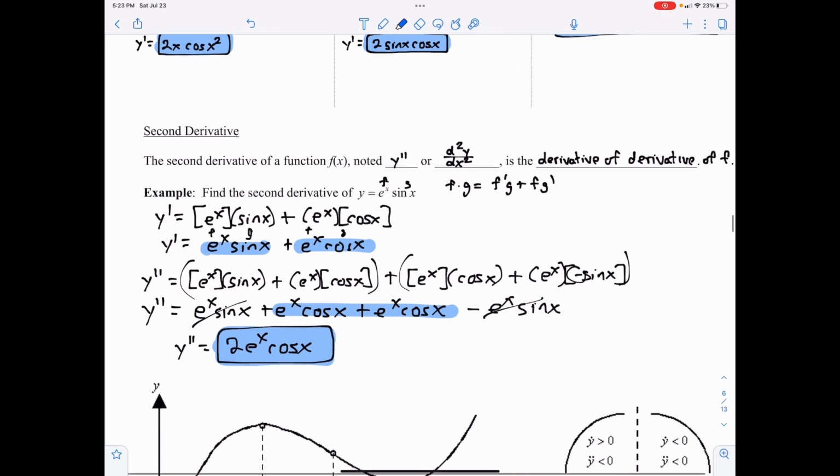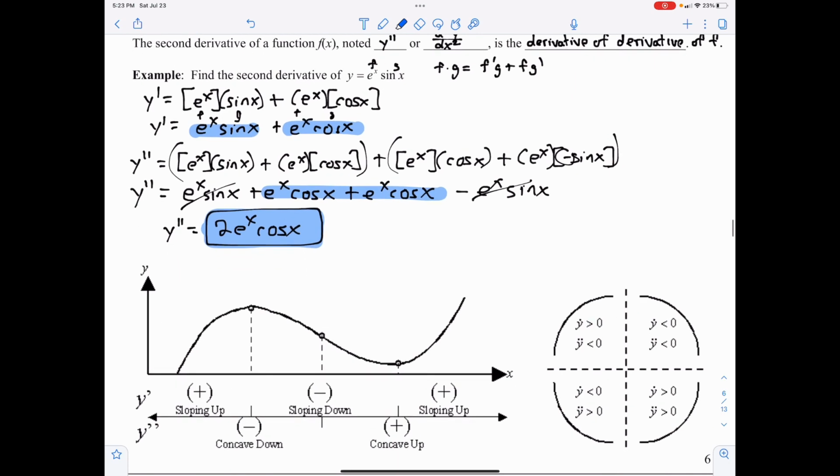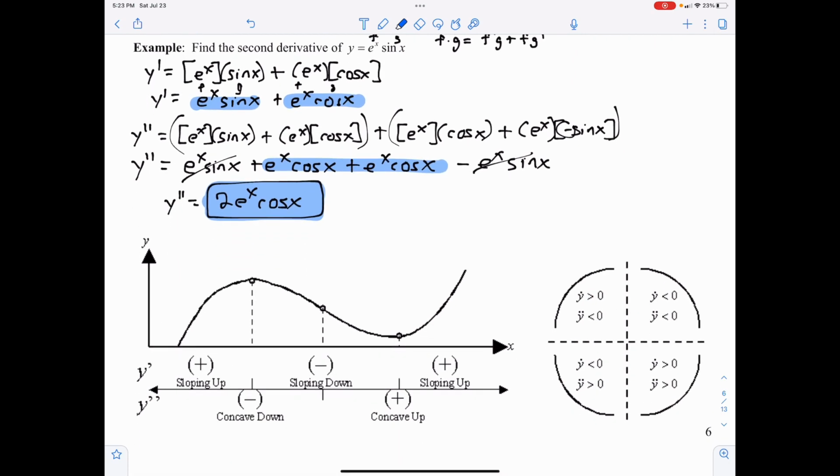Okay, so something to note about the application of the second derivative. If the first derivative is positive, then the function will be sloping upwards. If it's negative, it'll be sloping downwards. If the second derivative is negative, that part of the function is concave down. If the second derivative is positive, that part of the function is concave up. And this little chart here does a great job of summarizing that for each quadrant.